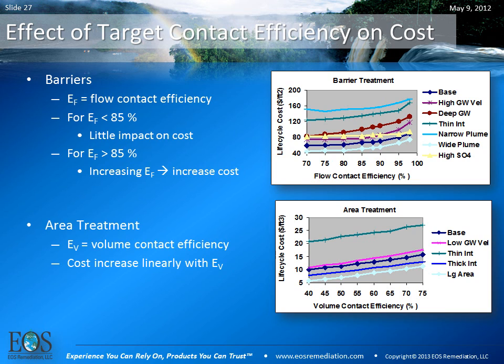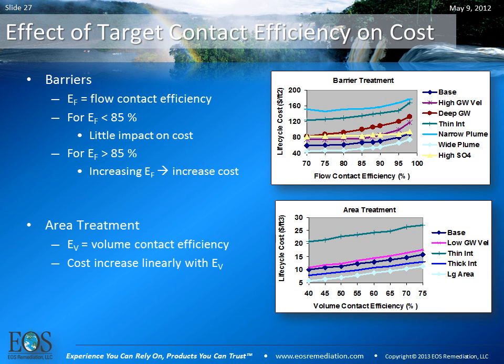Just to briefly touch upon cost, and then we'll end the webinar. There are some effects of contact efficiency on cost. Typically for barriers, the flow contact efficiency really doesn't have that much of an impact on cost when you're looking for anything less than 85%. So you can see in the graph on the right at the top that everything is generally pretty stable until you start reaching beyond 85%.